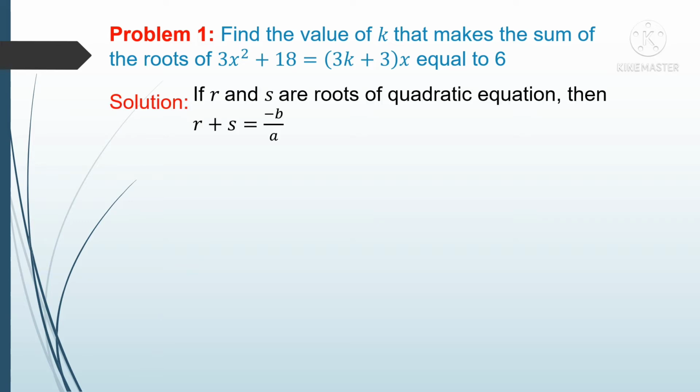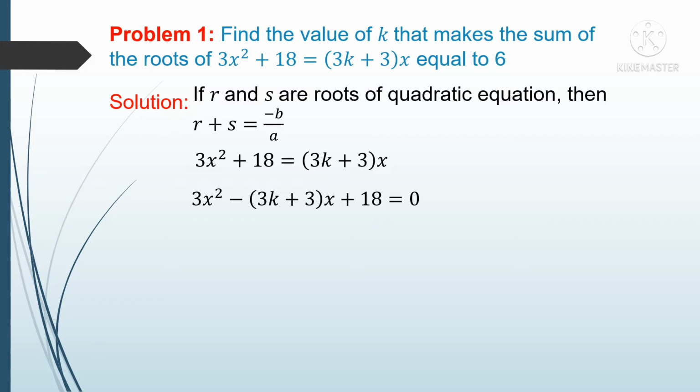Solution. We have to make an assumption that if r and s are roots of a quadratic equation, then r plus s is equal to negative b over a. So this is our formula to solve this problem. Okay, the given quadratic equation is 3x squared plus 18 equals quantity 3k plus 3 times x. We have to write this first in standard form.